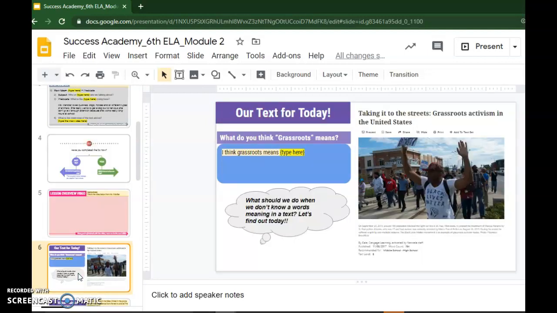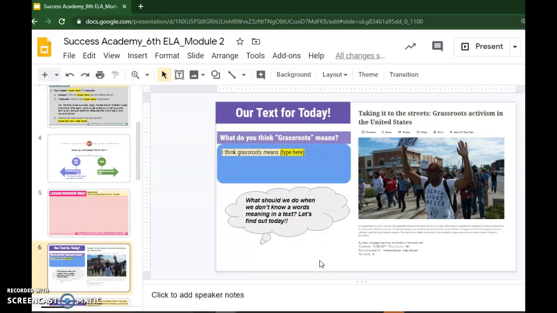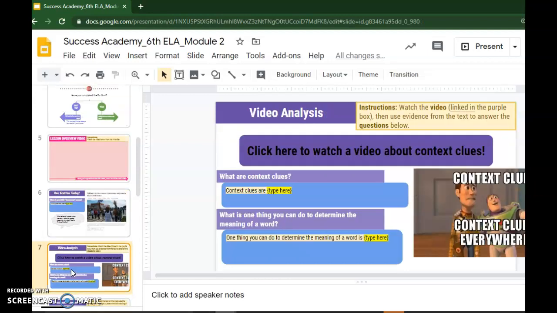So for our text for today, we are going to look at a text that says, Taking it to the Streets, Grassroots Activism in the United States. Now, right here, we see a word that I might not know the definition to. So the first thing you're going to do is type in, what do you think grassroots means? So say, I think grassroots means, and then you're going to type right where it's yellow. This is a perfect example of a time where you might not know a word, and we're going to practice today what to do when you come across a word you just don't know.